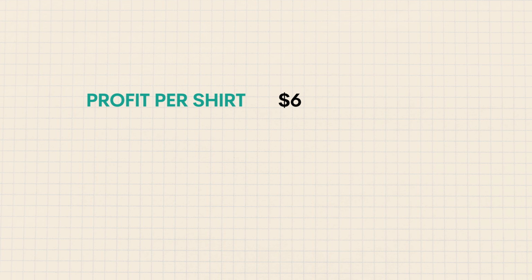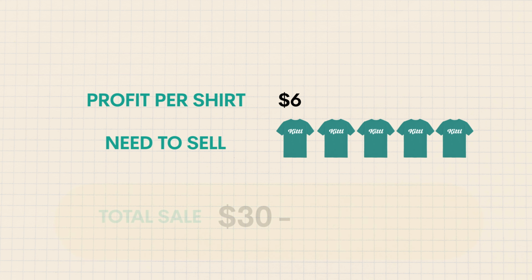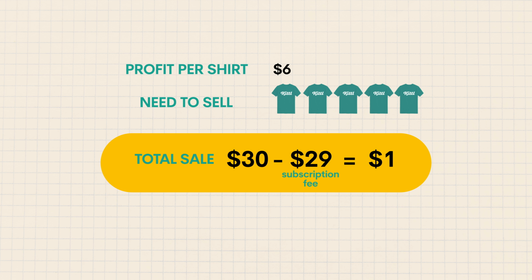So if you're making around $6 profit for your t-shirt design, you need to sell at least 5 t-shirts to warrant that $29 a month subscription, or to cover that $29 subscription price. That's before you actually see any profit at all. I know that that's a lot to take in, but remember, some months are going to be better than others.